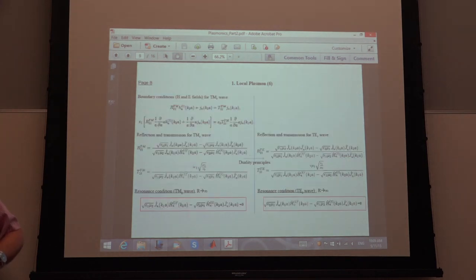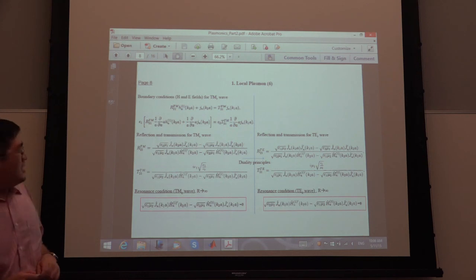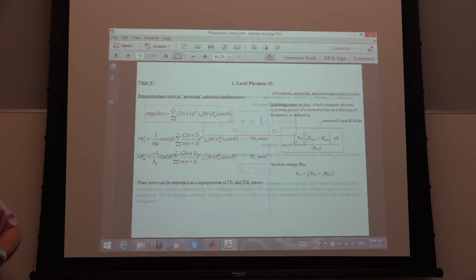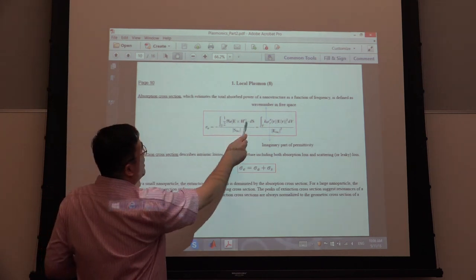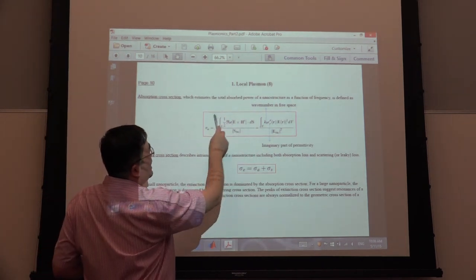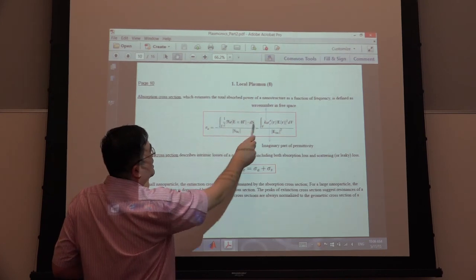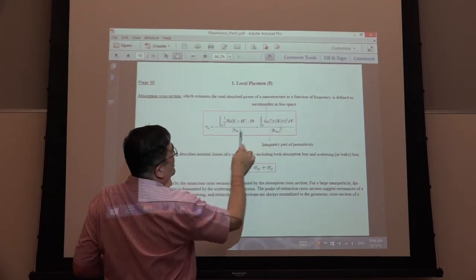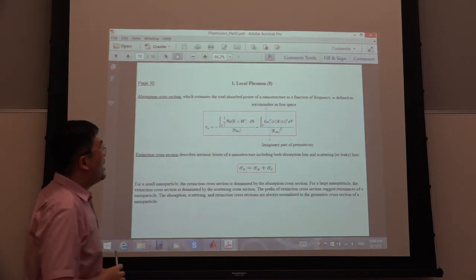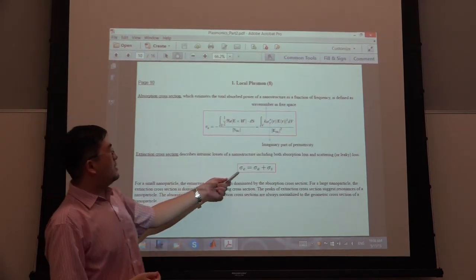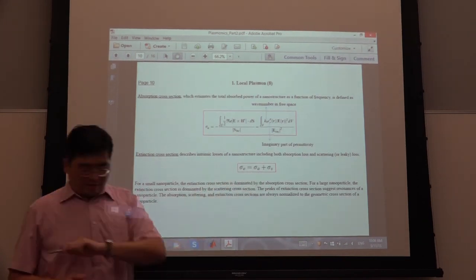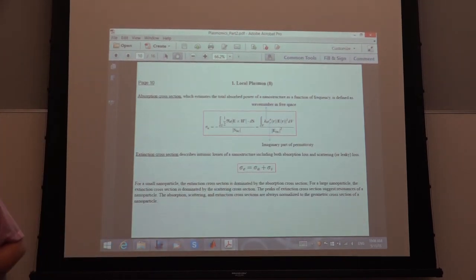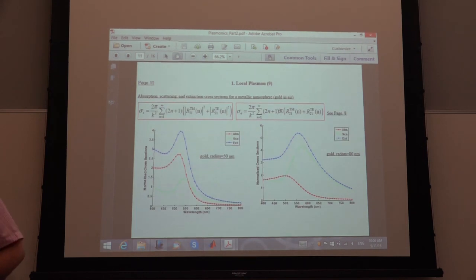The absorption cross-section is just the absorbed power. You can say this is the Poynting theorem: 1/2 real part of E cross H conjugate dot ds. This is the absorption power, equal to sigma E squared, over the incident power. The extinction cross-section is just absorption plus scattering, held together. I also talked about this in the last lecture, so I'd like to move slower on this part.